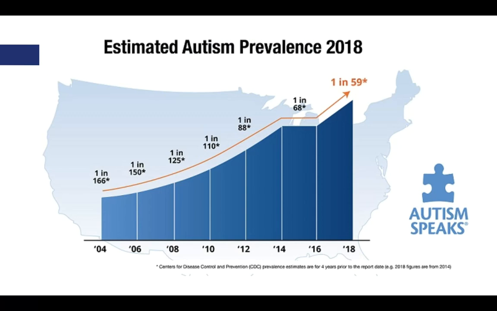So here, this is an estimation of autism prevalence in 2018. Back in 2004, that's where they really started to identify and hone in on what autism is, and the diagnostic criteria started to become better formulated. As you see here, it was 1 in every 166 children diagnosed with autism. Now the rate is up to 1 in 59 children. The rate is higher for boys than it is for girls.